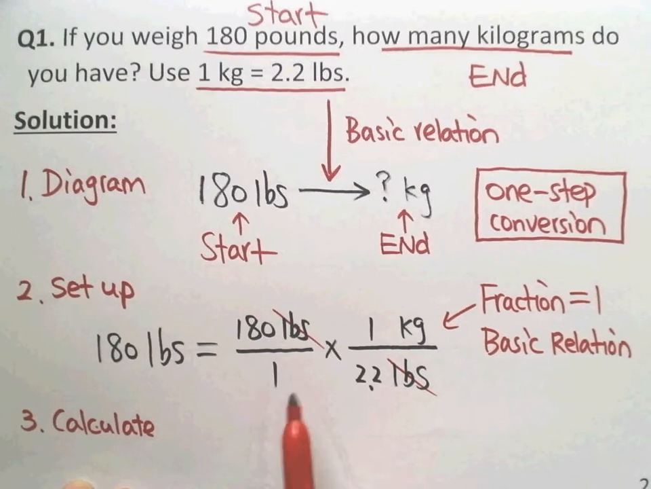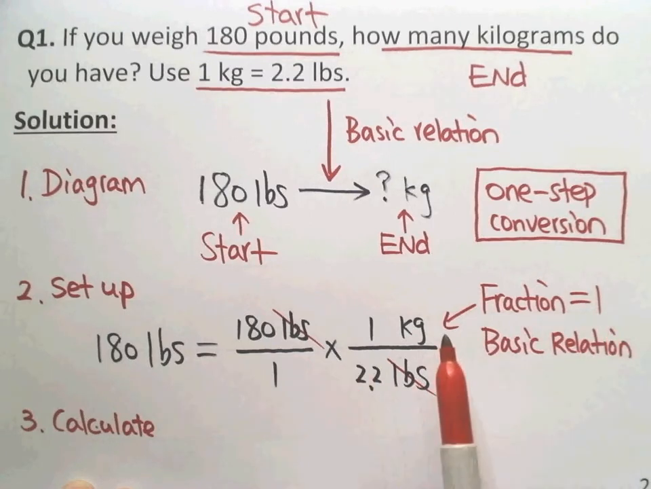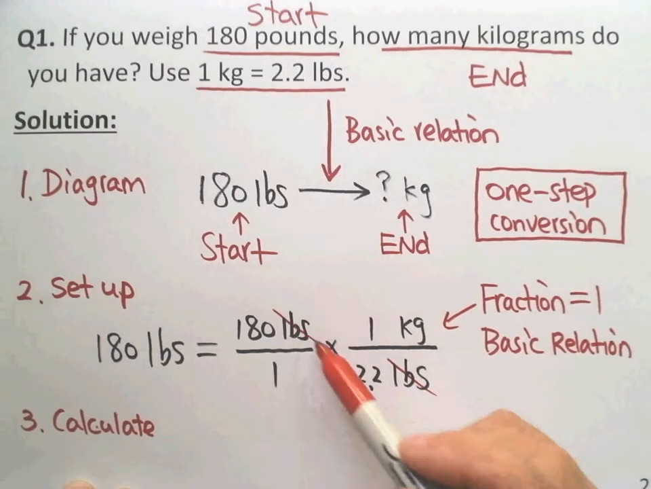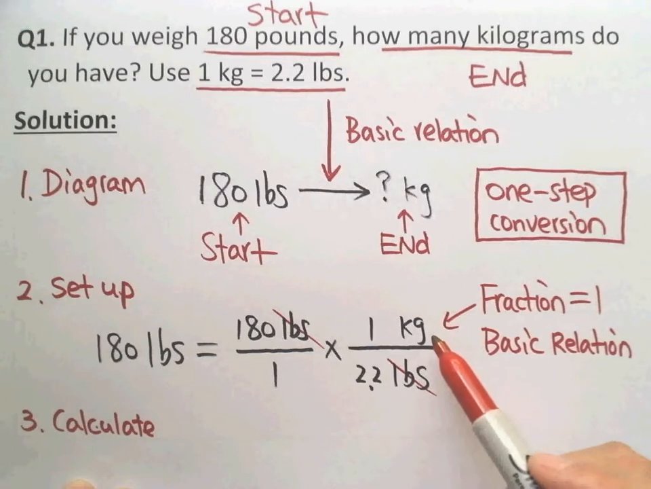it as a fraction by dividing by 1, and then we multiplied by a fraction. This fraction is 1, so we did not change any value. We multiply by the fraction so we can do cancellation. After we cancel the old unit, we can get the new unit.